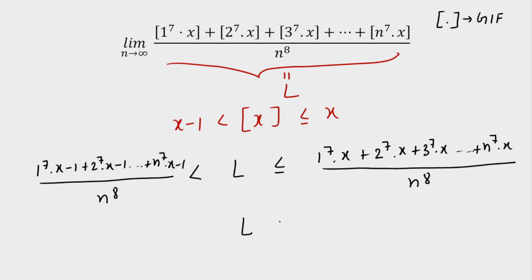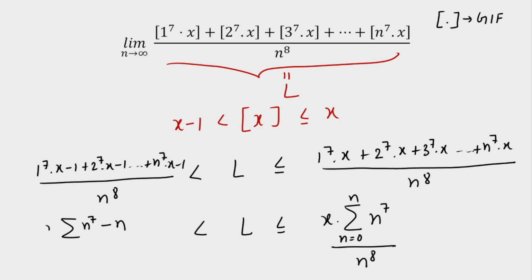Now again I'm going to rewrite L as less than or equal to, if you take x outside, then x will be outside here, and we'll get summation of n raised to power 7, where n is varying from 1 to n, whole divided by n raised to power 8. Here we have greater than, same thing, summation of n raised to power 7, and minus 1 we'll get how many times? We'll get this n times. So minus n, multiplied by x, and the whole thing is divided by n raised to power 8. Now I have to take limit on both sides.